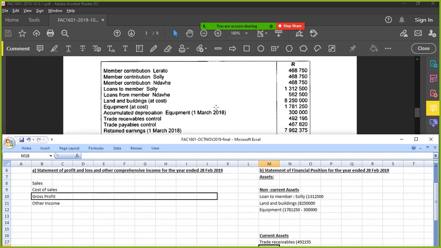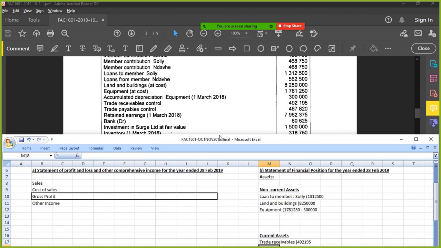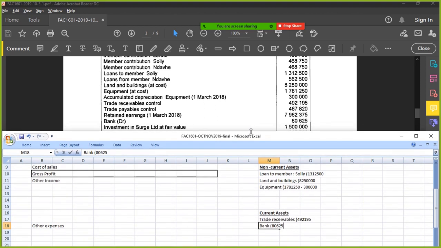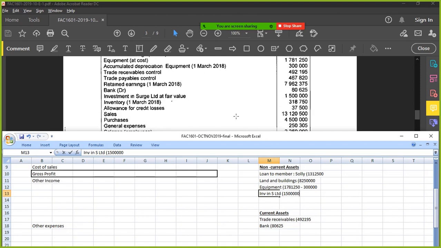Retained earnings is equity. Bank is an asset. Investment in S at fair value. I would again assume that this is long term. Okay.